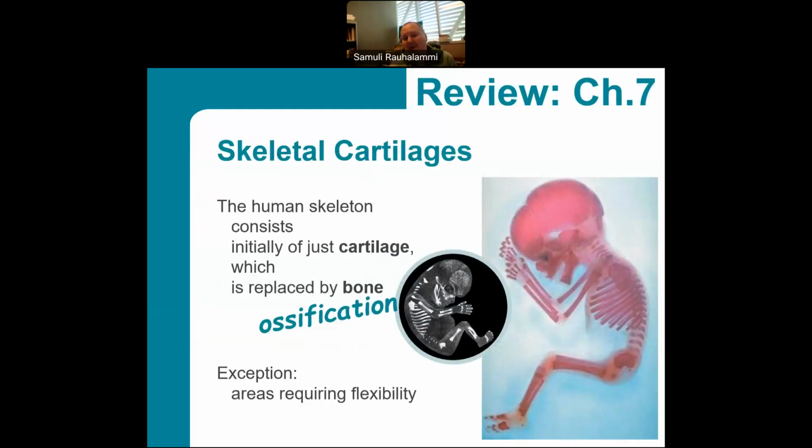And we're starting from the very beginning. So early on in your development, the human skeleton is actually made of just cartilage. And that cartilage then gets replaced, or turned into bone, through a process known as ossification. So this is an important part of the development, and you'll see that during earlier parts of life, not all bones are fully ossified just yet.